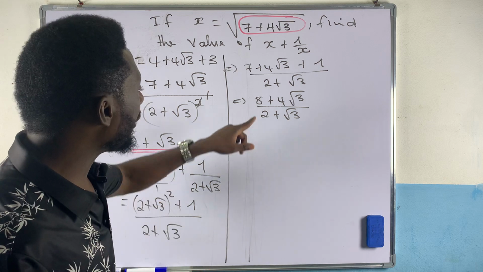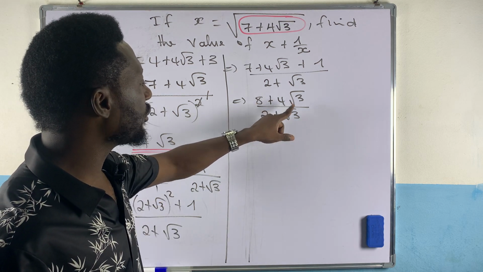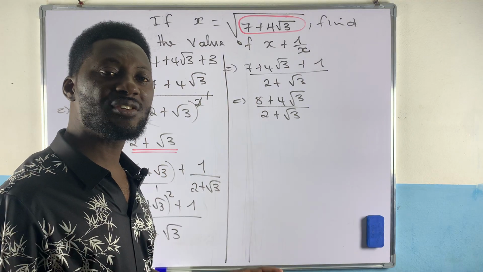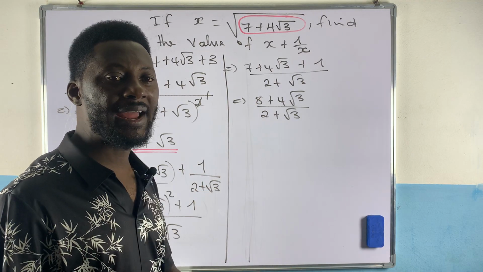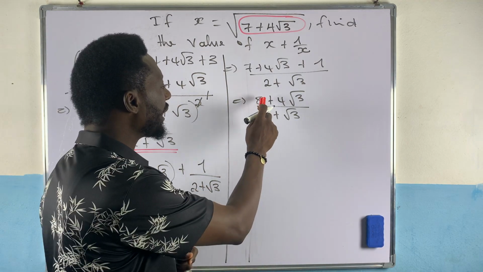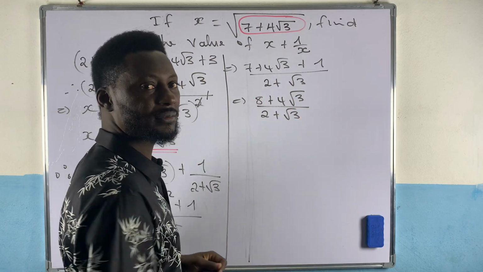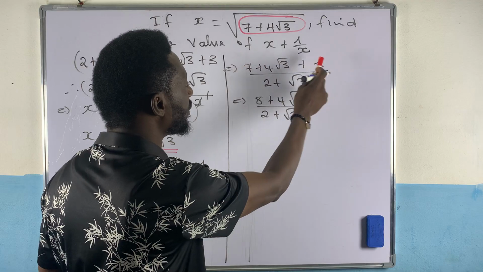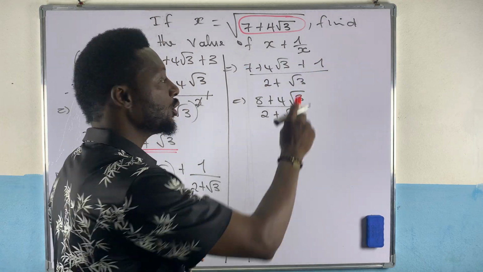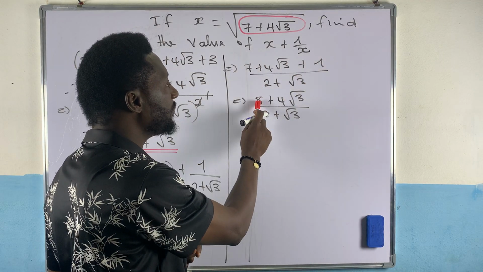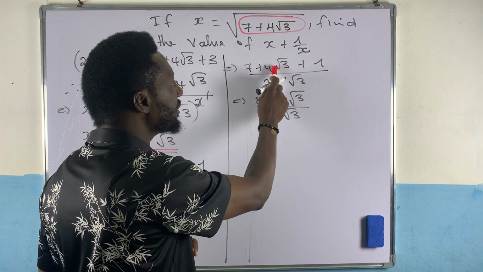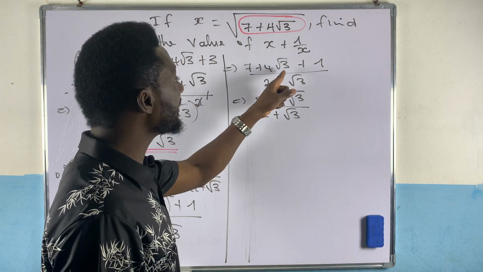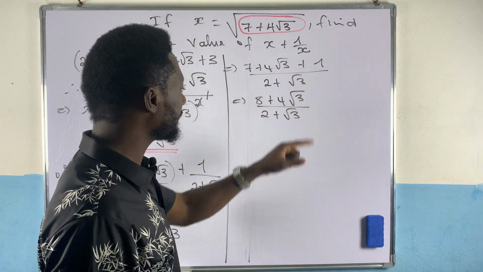Now, we cannot add 8 to this because this one is a surd. In math, you can only add or subtract like terms. So we cannot add 8 to this. That is why I took this 1 and added it to this 7, because 1 and 7 are like terms. So 1 can be added to 7 to give me 8. But you cannot add any of this to this value because this is a surd.